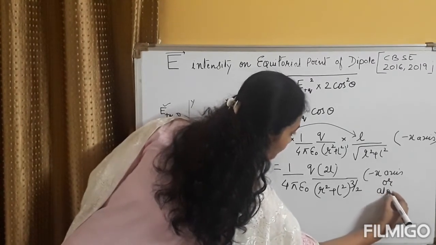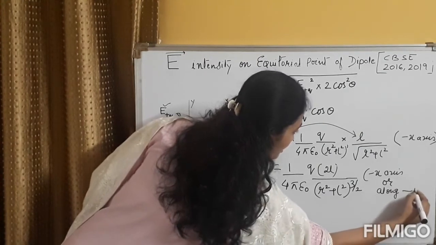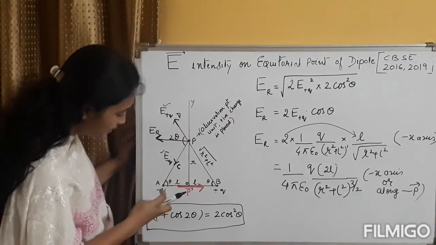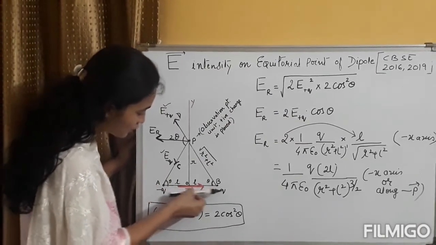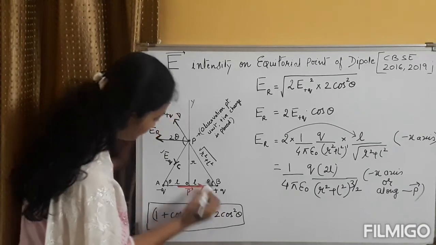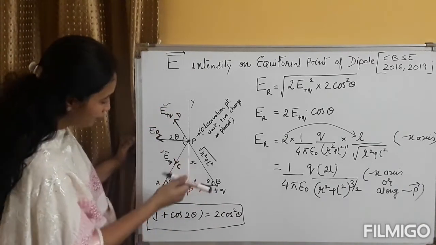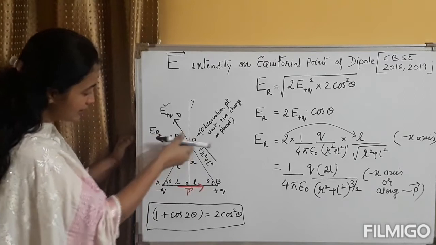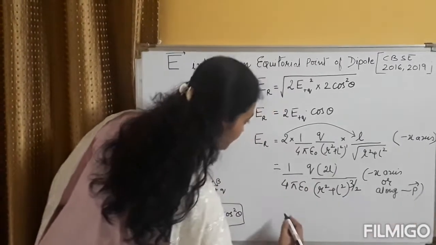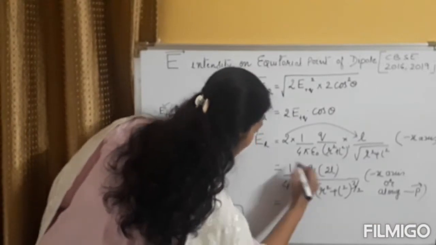And direction is again minus x axis, or you can also write it as along minus p vector. What is minus p? P vector is dipole moment, which is from minus q to plus q, and you are getting the resultant value of electric field against p. This is in this direction. So you can write it as along minus p vector.